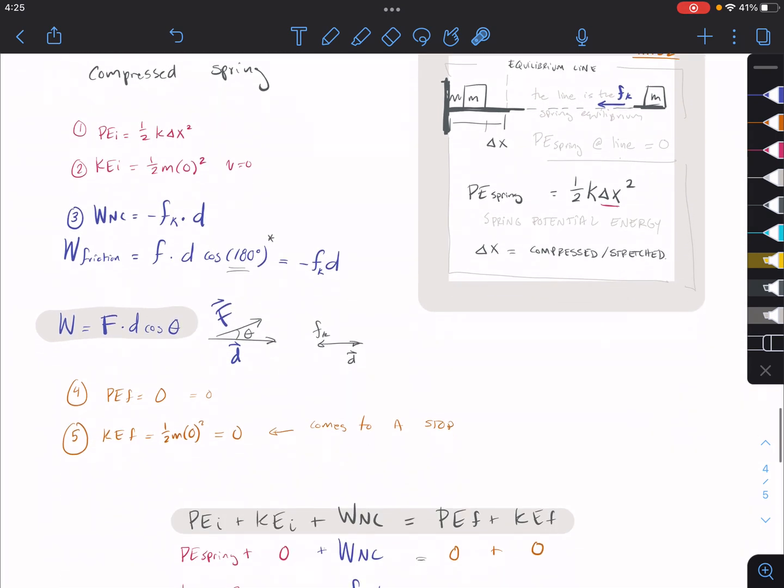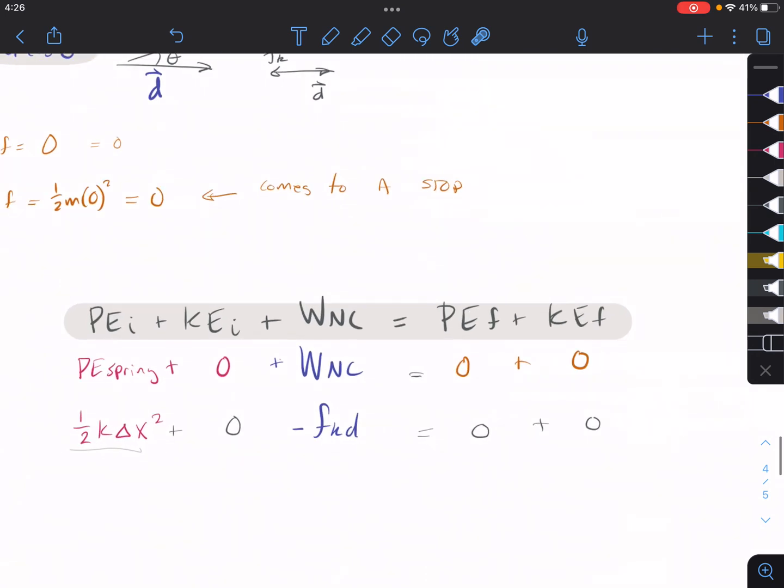Then at the end, we have zero potential. The spring is not touching the block anymore, so this mass is not experiencing any potential energy from the spring. And we don't have any kinetic energy because it comes to a stop, okay? So all we do with the information that we have here is plug everything into this general expression for conservation of energy, and then we can just solve for this distance term right here, okay?